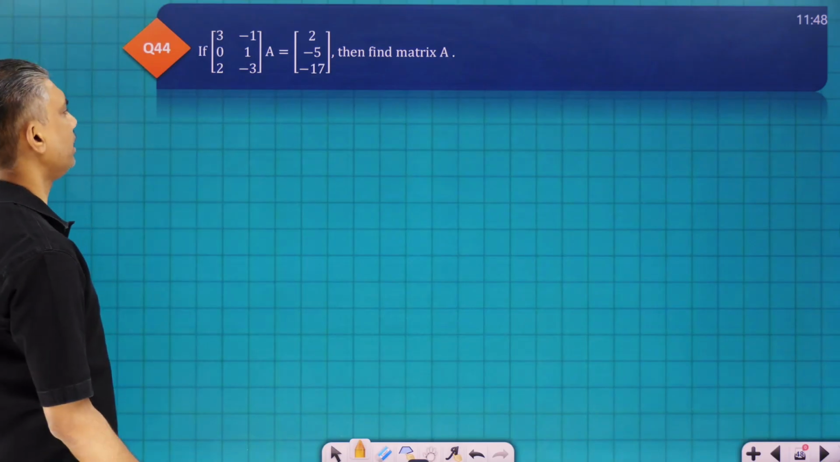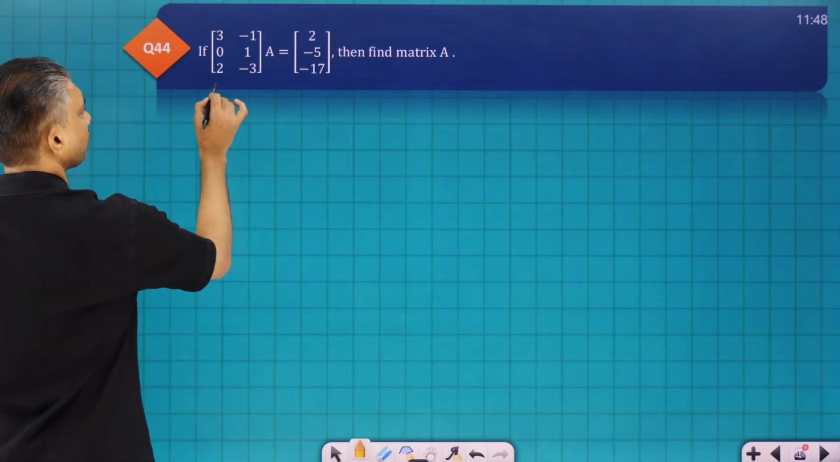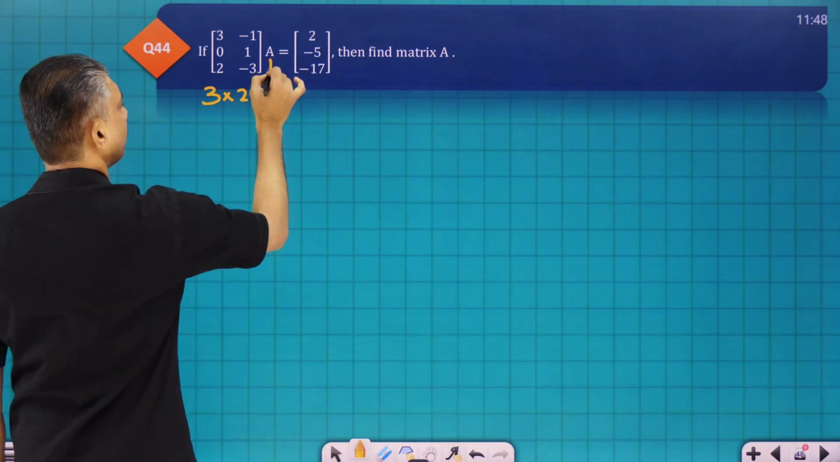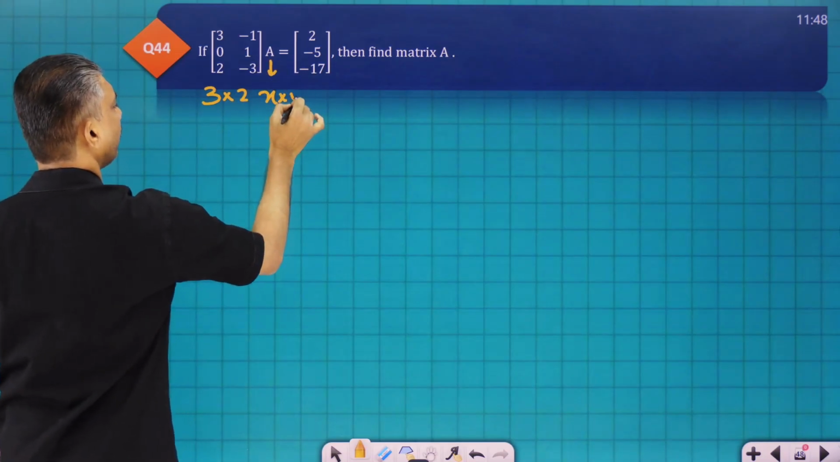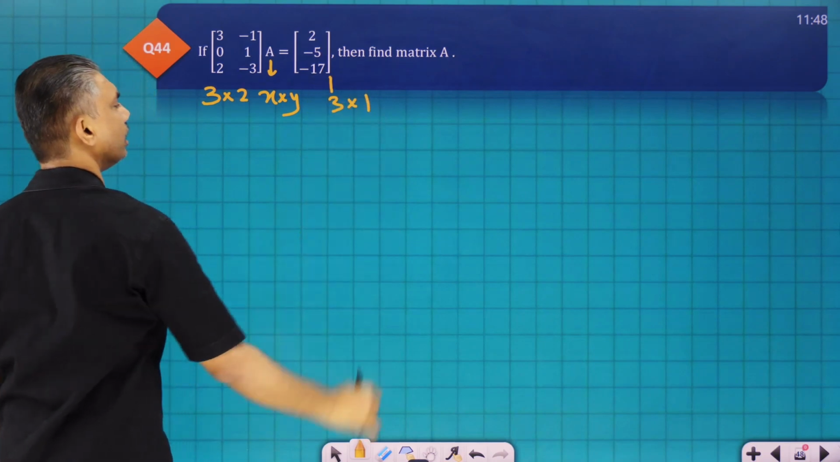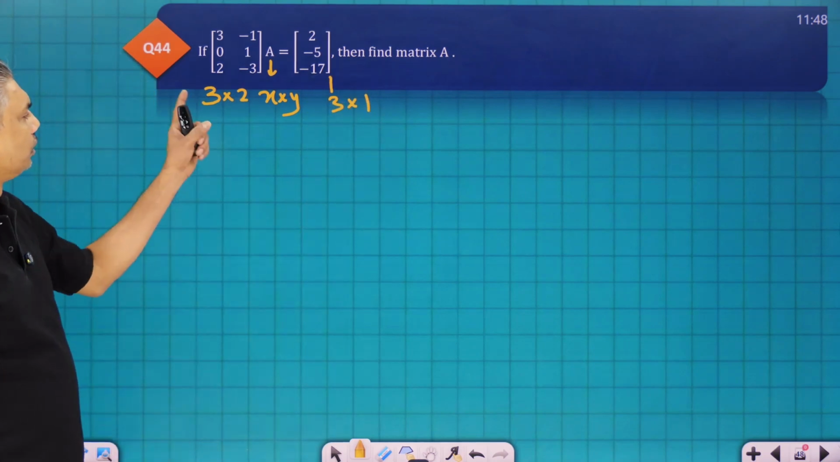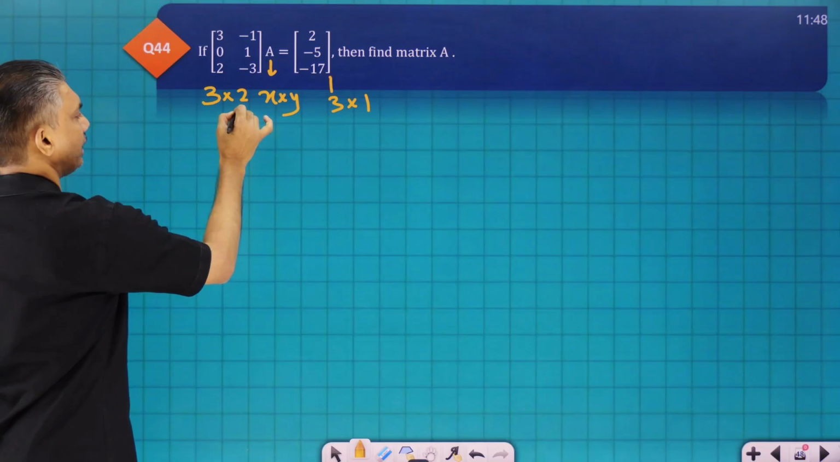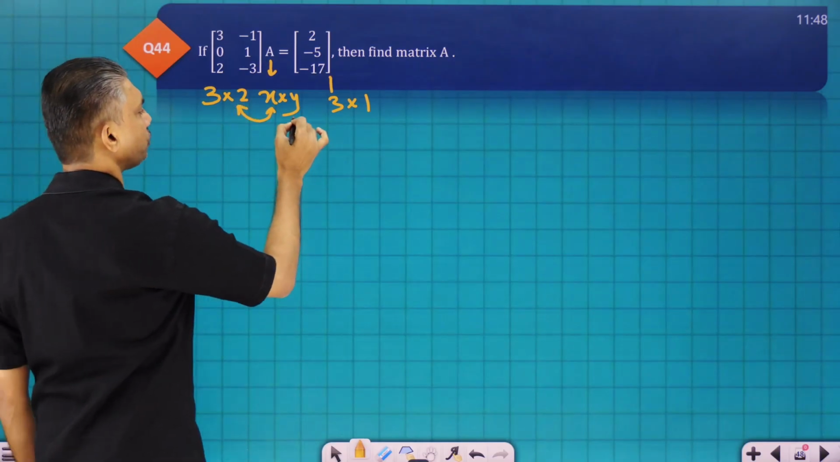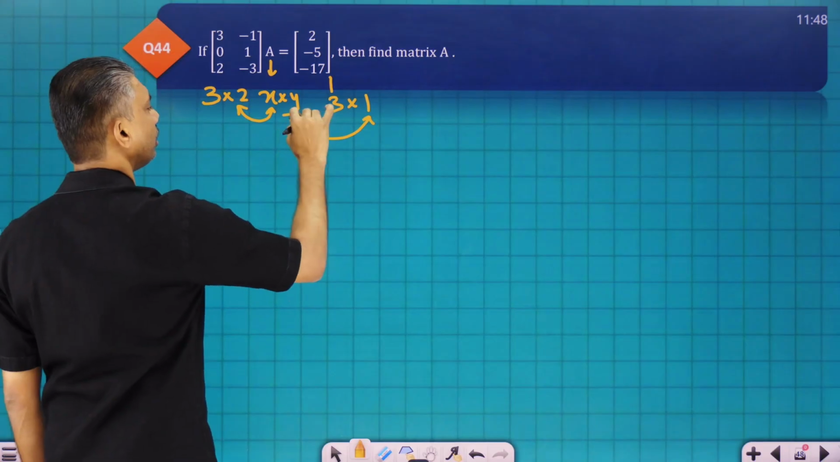Question 44. Find A. It's very important. This matrix is 3 rows and 2 columns, and this is X by Y, and this is 3 by 1. So, what should be the first condition? X should be equal to 2 and Y should be equal to 1.